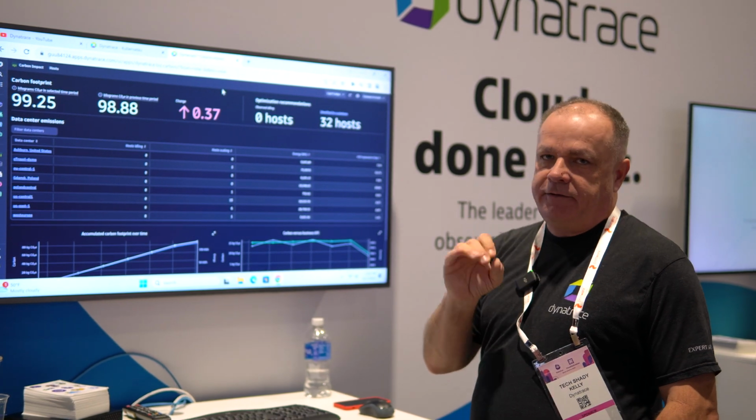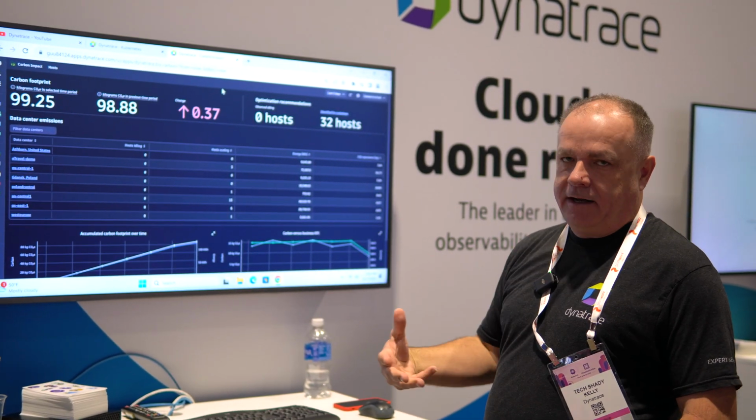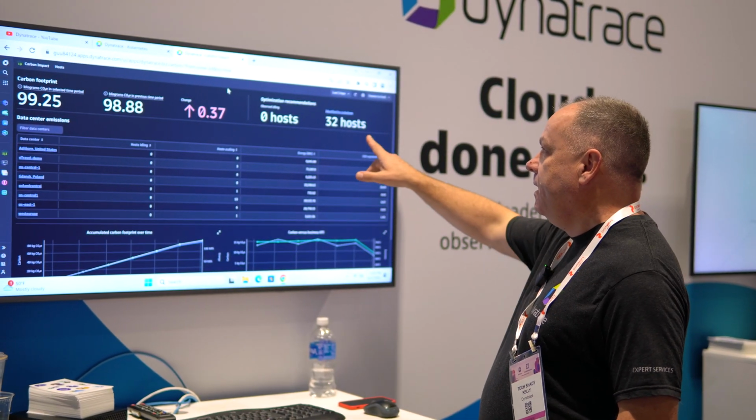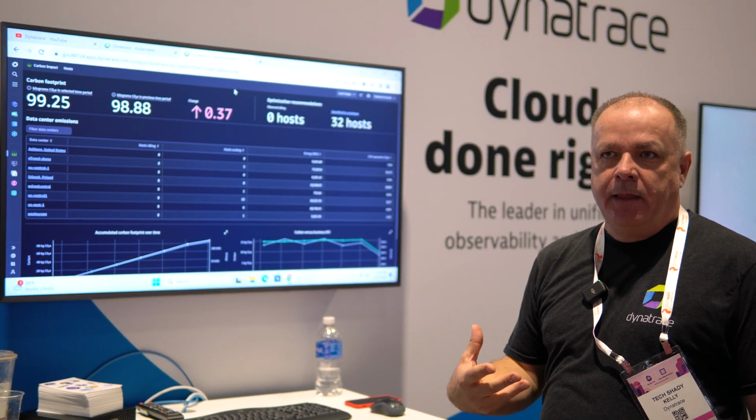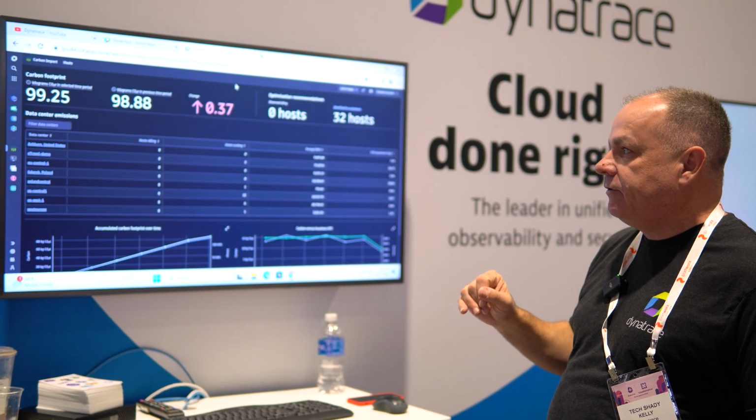Right now, we observe 0 hosts that are idling, so they're all actively processing at this point in time. But we have identified 32 hosts that are candidates for scale down, and this is where you can actually improve your carbon footprint by these particular recommendations.